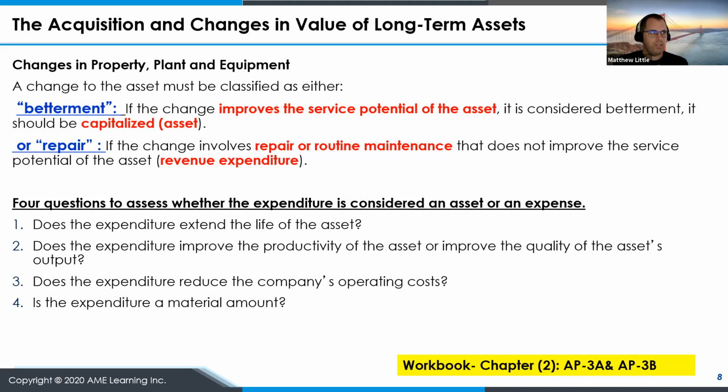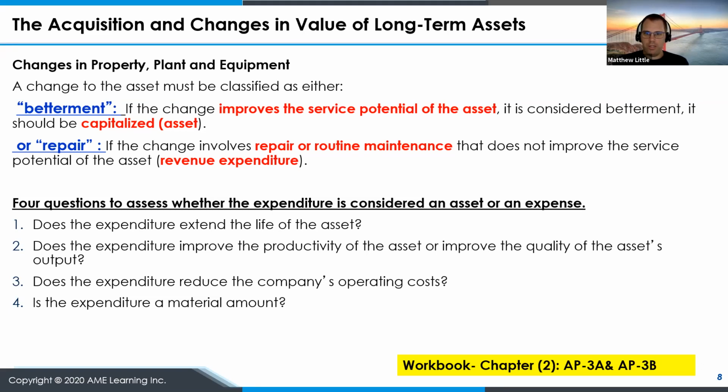And we'll go through the questions to ask. A repair is where you had to do maintenance just to keep it working. It didn't improve the life of the asset, so that's considered an expense for the operations. And there are 4 questions you typically would ask yourself to determine whether it's an asset or an expense. So A, does it extend the life of the asset? If so, it's a betterment.